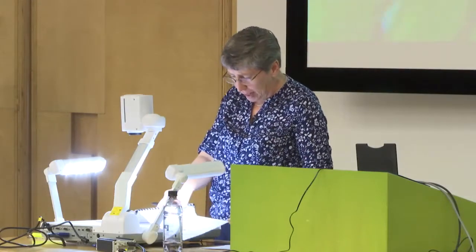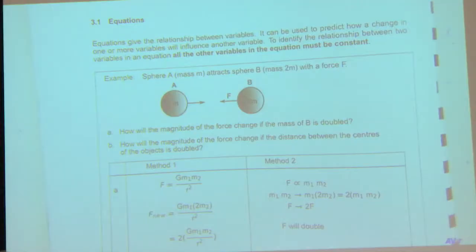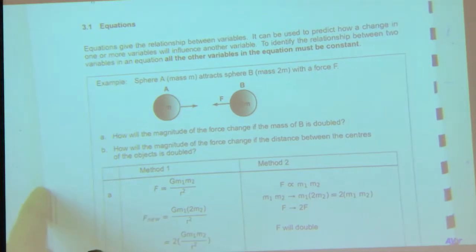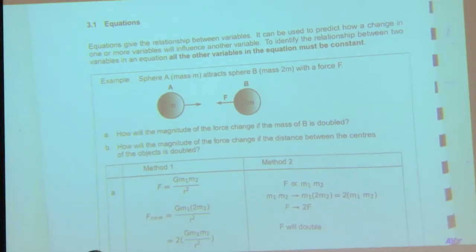Turn back to page 28 now. The one thing we want to do is draw graphs just after this. The other thing we want to do is predict: if this changes, what's going to happen to that one? Now, very important, you can only predict if all the other quantities are constant, so only one thing is changing. Or you have to look at everything that's changing.